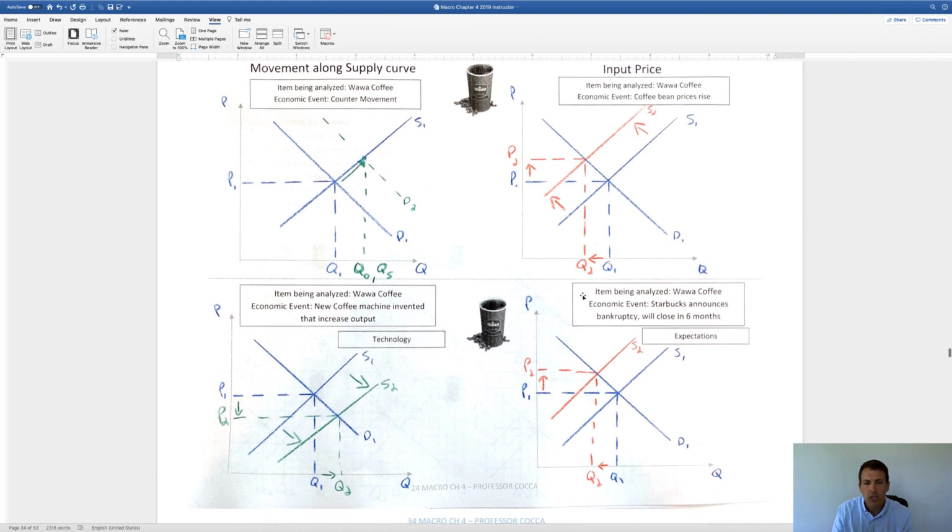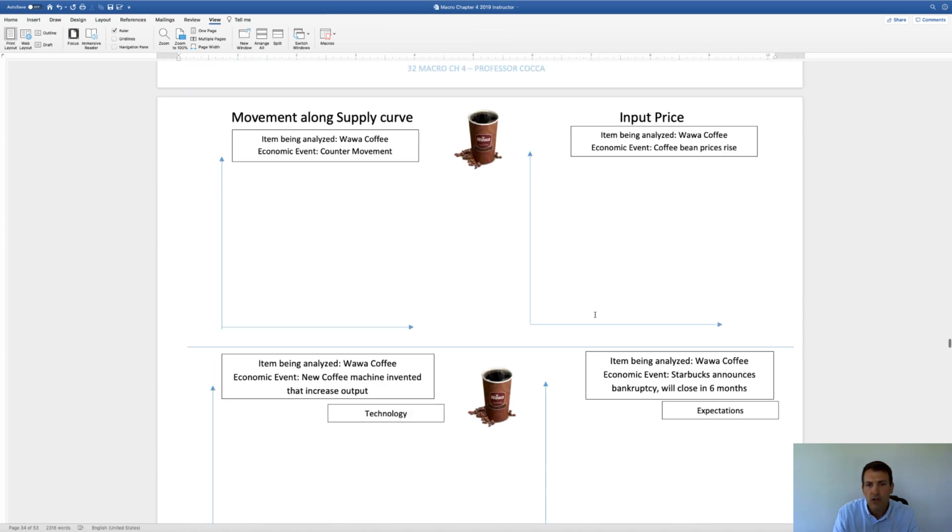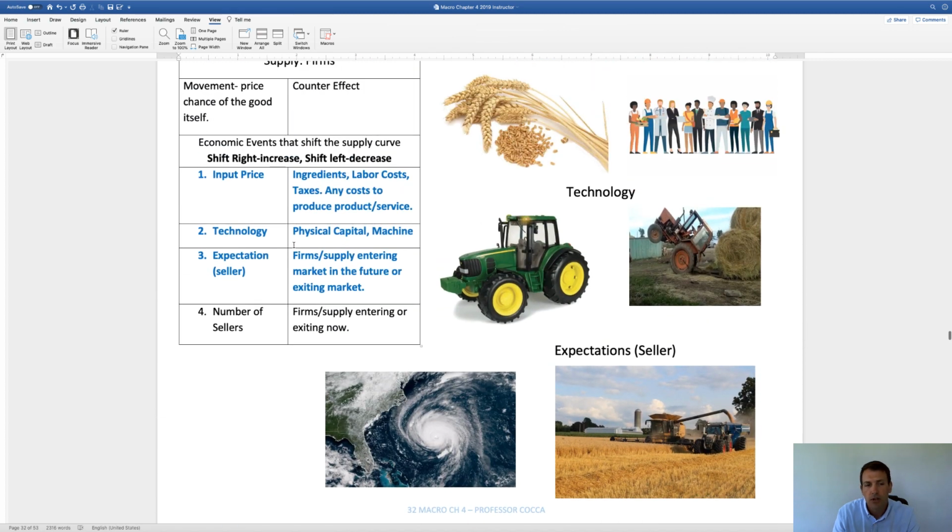All right, there's two other things that can impact supply, technology and expectations. If we go back here, briefly, technology is physical capital, so that's like machines that produce it. And expectations is future expectations about companies entering the market or exiting the market.